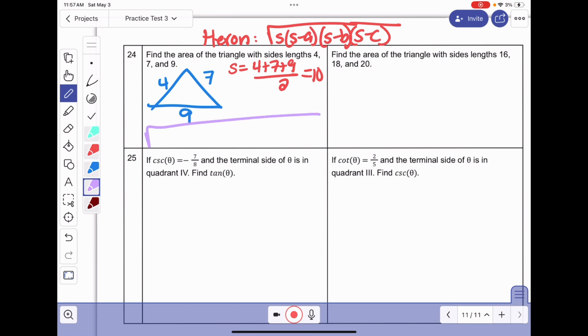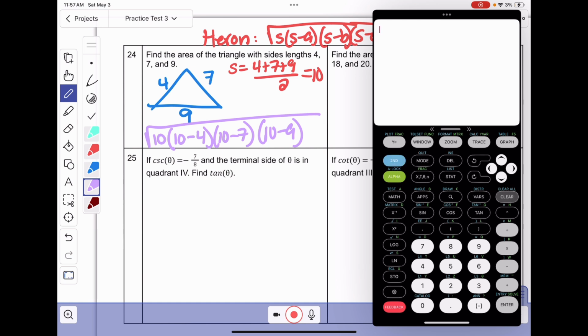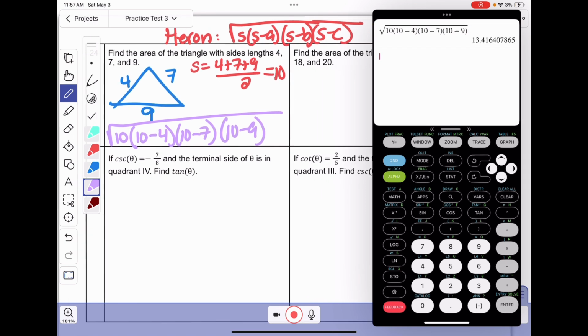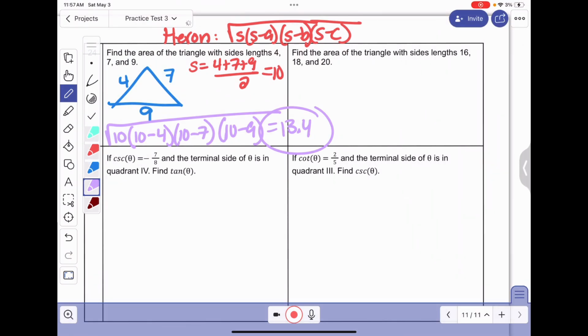Then I plug it into the formula. So wherever I see S, I'm going to put 10. And then I'm going to use the 3 sides. So one side is 4, one side is 7, one side is 9. Then I'm going to plug that in the calculator. So clear, big square root, 10, and then parentheses, 10 minus 4, parentheses, 10 minus 7, parentheses, 10 minus 9. And we get 13.4. And that's that. So if you know all 3 sides, Heron's formula works pretty good.